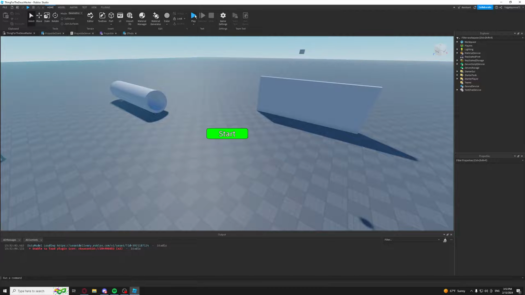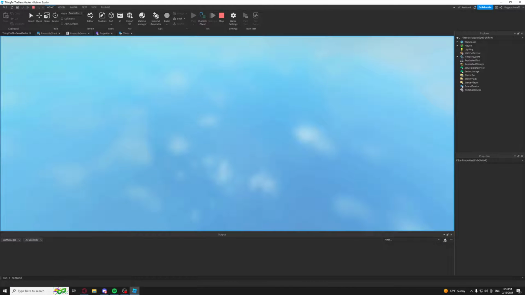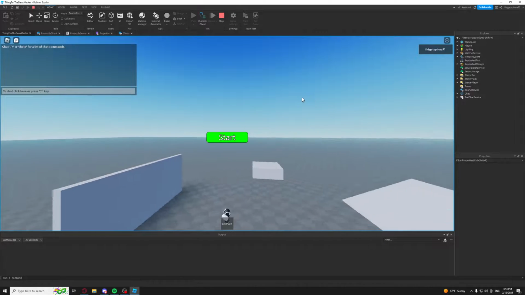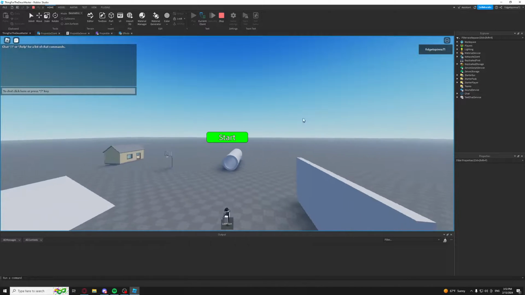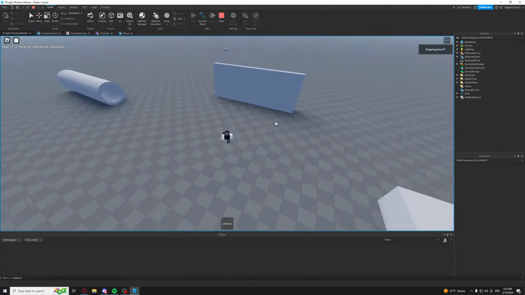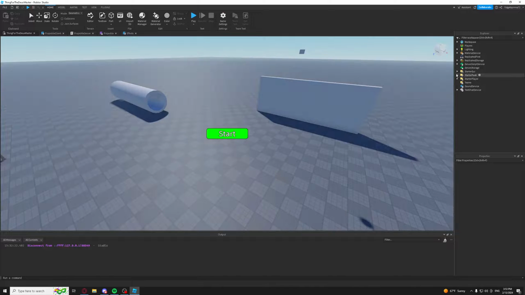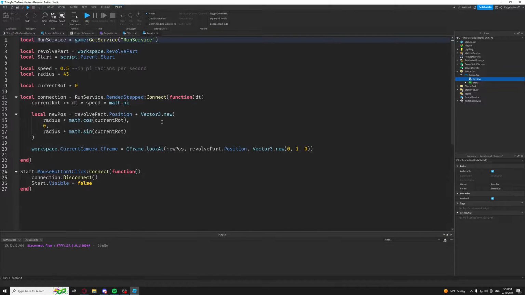So how can we apply this in Roblox? Well, I've made a quick little demo here. Let's just load it in. It's a loading screen that revolves around a certain point. And the start button. Oh, the start button works. Well, let's go to our script, and this is the code.